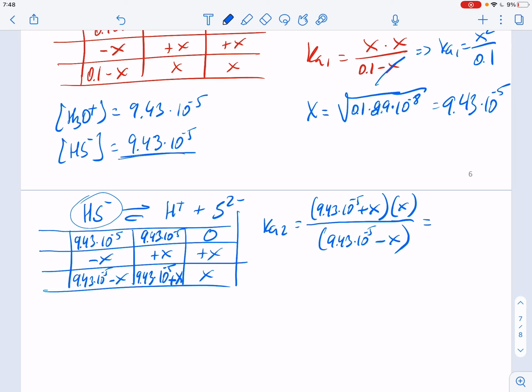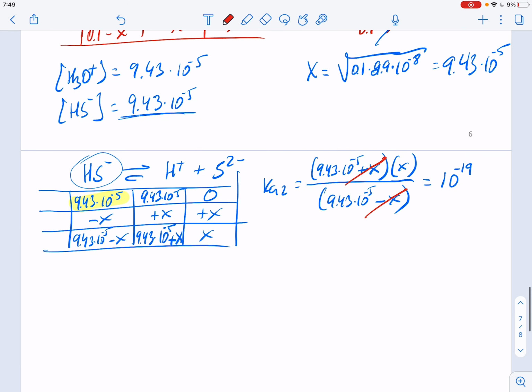And for HS minus, Ka2 is equal to 10 to the negative 19. If we compare the initial concentration of your acid, 9.43 × 10^-5, to 10 to the negative 19, this constant is really, really small. So we can assume that the value of x in the second step is also very small, okay? And our expression simplifies to Ka2 equals x.